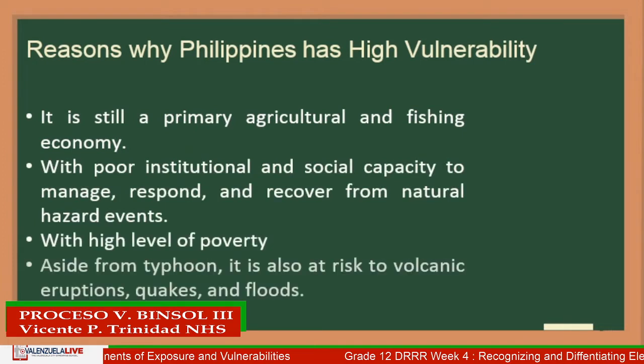Fifth, it is still a primary agricultural and fishing economy. Sixth, it has poor institutional and social capacity to manage, respond, and recover from natural hazard events. Seventh, it has a high level of poverty. Eighth, aside from typhoons, it is also at risk to volcanic eruptions, earthquakes, and floods.